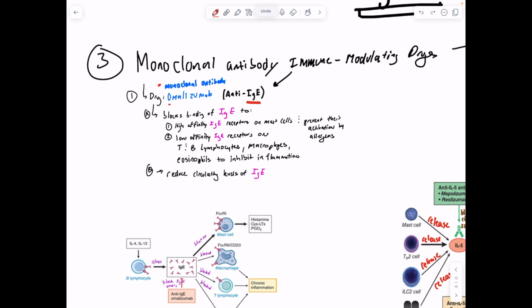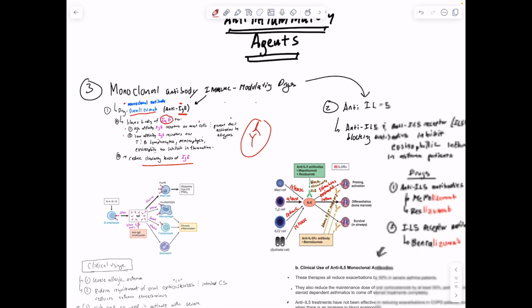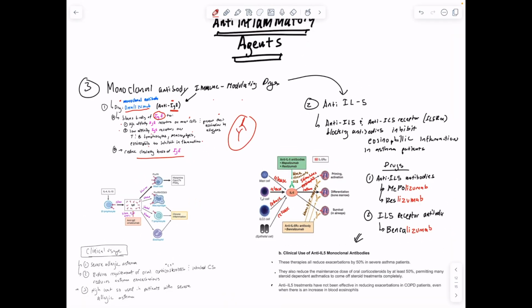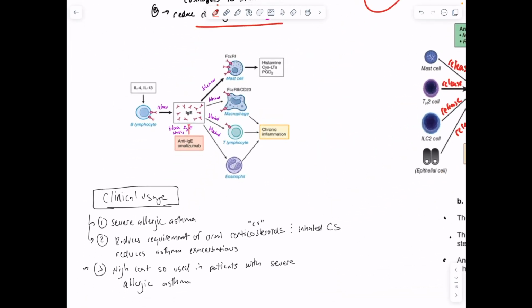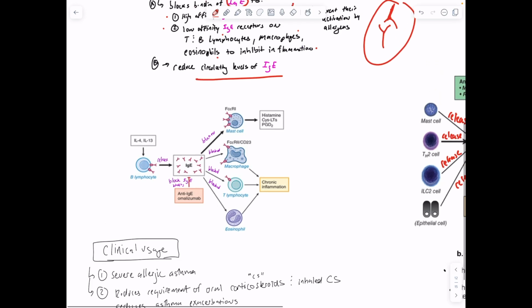This drug, we just have one, is omalizumab, and it blocks IgE from binding to the receptors on mast cells and therefore prevents their activation by allergens. It will also block binding to B and T lymphocytes, macrophages, and eosinophils to inhibit inflammation. By binding to IgE, one antibody binding to another, it will also help reduce the circulating levels of IgE overall. They can then be swallowed and destroyed by phagocytic cells, without binding to a surface and activating a pathway.